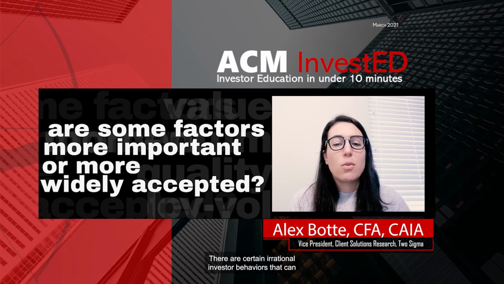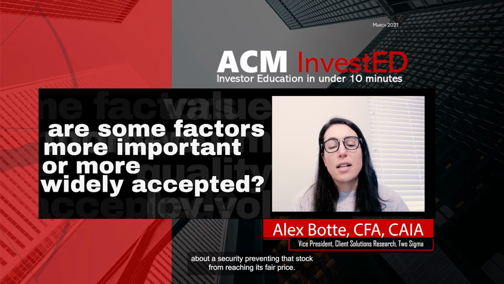There are certain irrational investor behaviors that can lead to security prices that deviate from their fair value. For example, investors may initially underreact to positive news about a security, preventing that stock from reaching its fair price. And this underreaction could occur from behavioral biases like investors anchoring to a prior price estimate for that security or falling victim to what is called the disposition effect.